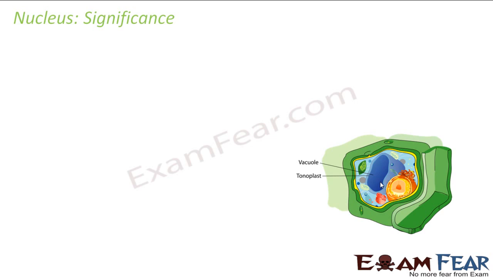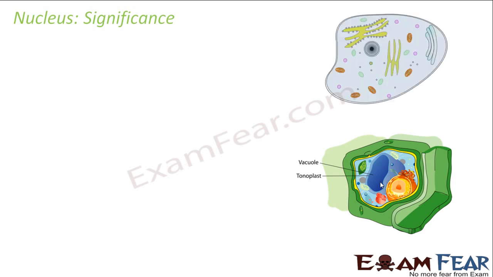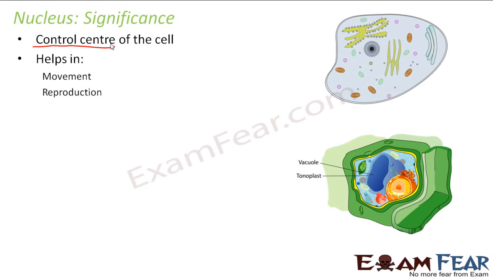What is the purpose of having a nucleus inside a cell? It is the control center of the cell. So a big name, control center. Why do we call nucleus as the control center of the cell? Because it controls many activities. Let us have a look at that. Because it helps in movement, it helps in reproduction. So now, helping in reproduction becomes a very significant thing.